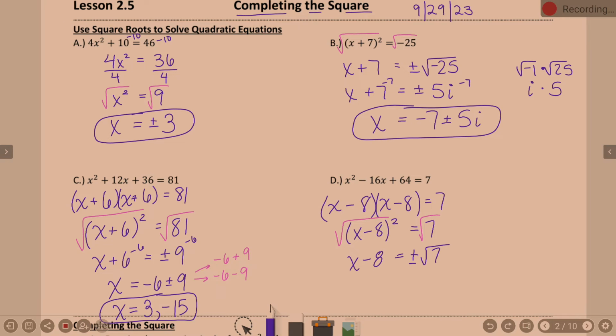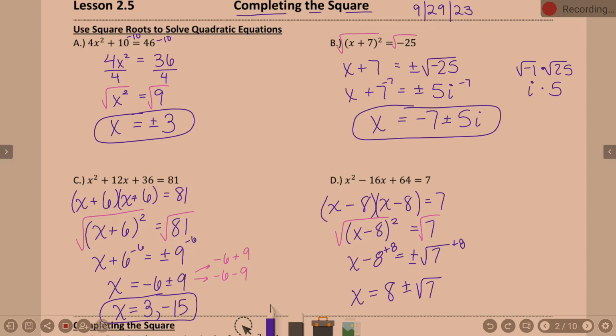Okay, it's a decimal answer, so we're going to leave it as is. If it's x minus 8, we're going to add 8. If I add 8 to plus or minus square root of 7, the best way to write this is to put your 8 first, and then plus or minus the square root of 7.